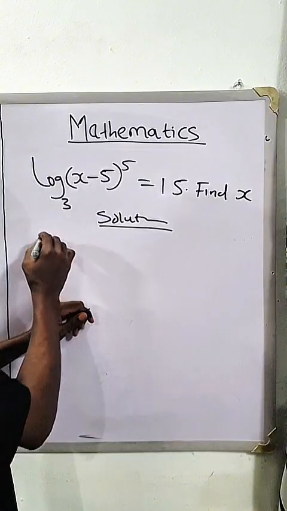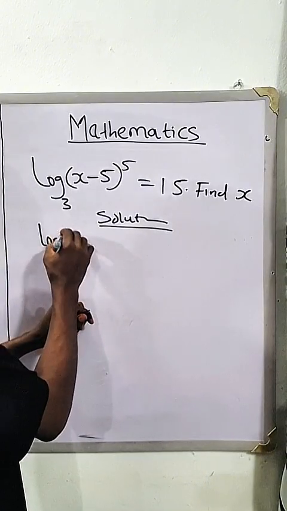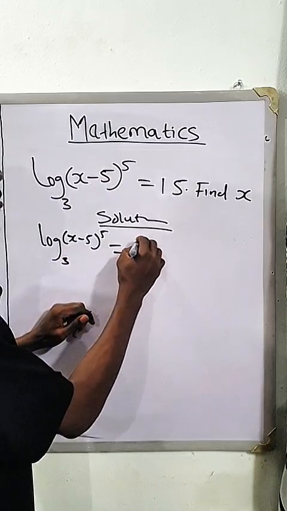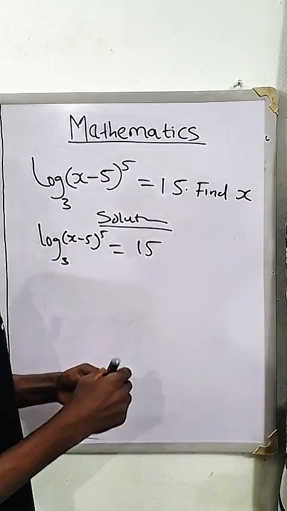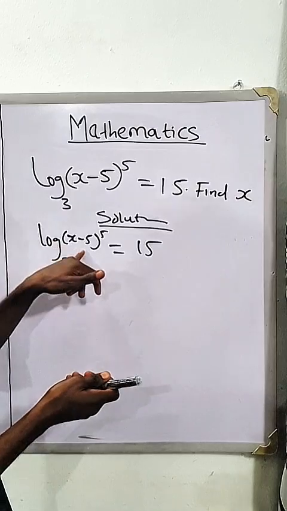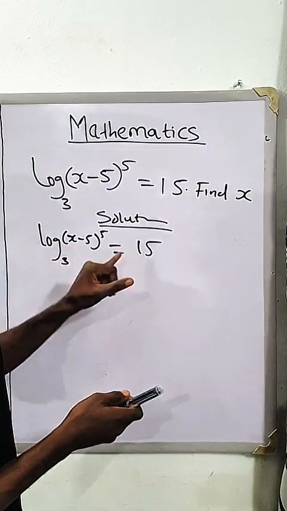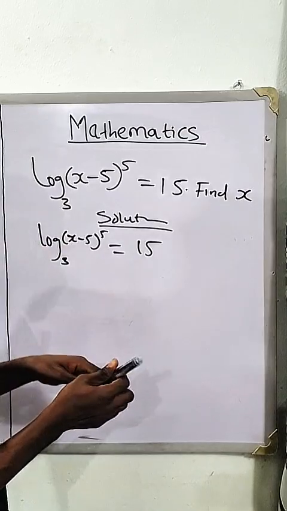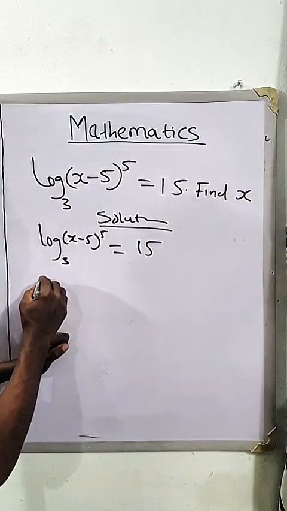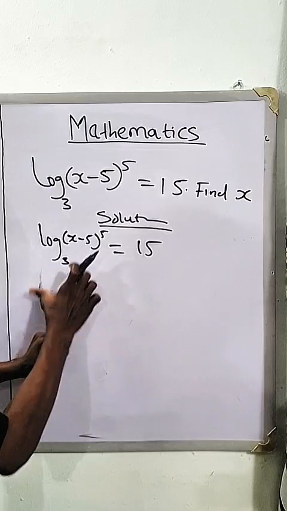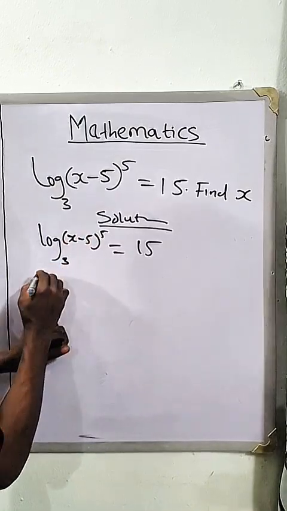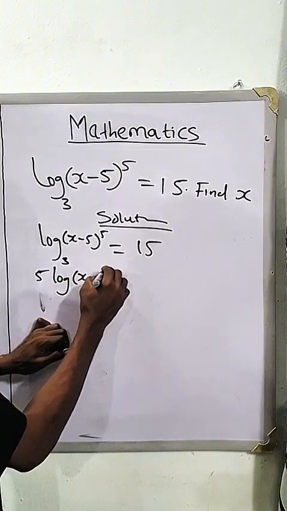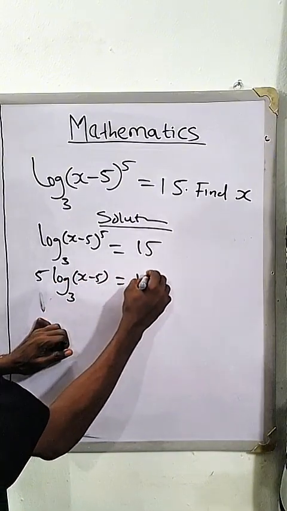I'll write it down again. I'll write log of (x minus 5) raised to the power of 5, in base 3, equals 15. Now remember, if a log is raised to another power, what do we do? We will take the power behind. It will be multiplying the log. So we are transferring this power to the back. That is 5 log (x minus 5) base 3 equals 15.